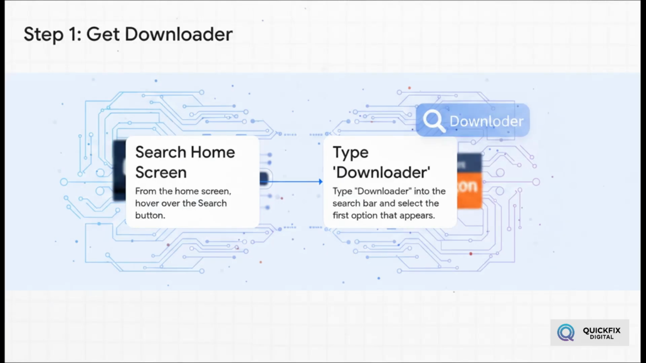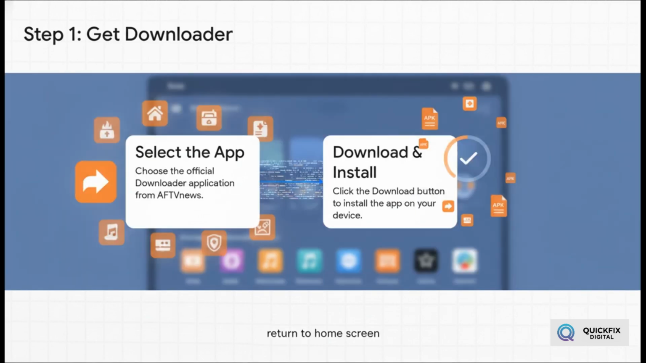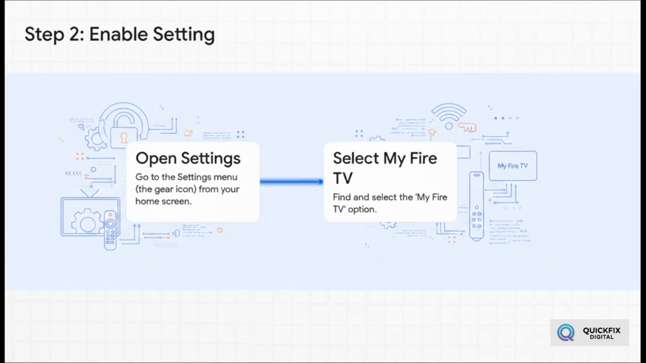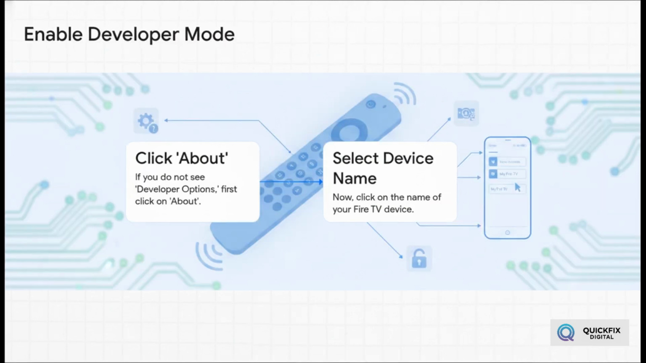First thing, go find and install the free Downloader app. Look for that orange icon for Downloader. Click Download, and then head back to the home screen. Okay, here's the most important part. Go into your settings, and then find My Fire TV. Now, if you don't see developer options, no big deal. Just click on About first.